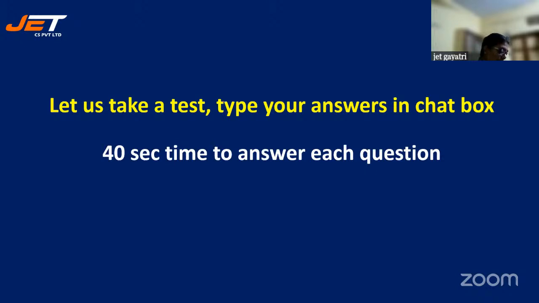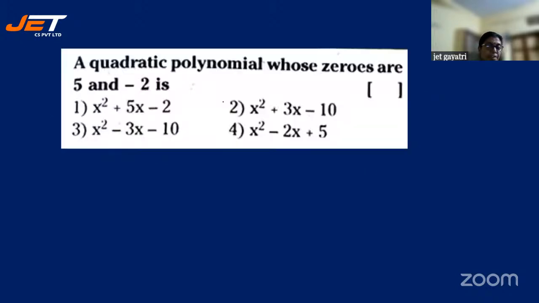Alright, students, so now we shall go into the sums. Very interesting part, right? So you can answer, I'm just looking out from here. A quadratic polynomial whose zeros are 5 and minus 2 is dash. What is it? x square plus 5x minus 2, x square plus 3x minus 10, x square minus 3x minus 10, or x square minus 2x plus 5. Let me see how many are answering. By then, I'll also do it and show you for those students who still have doubts about this.